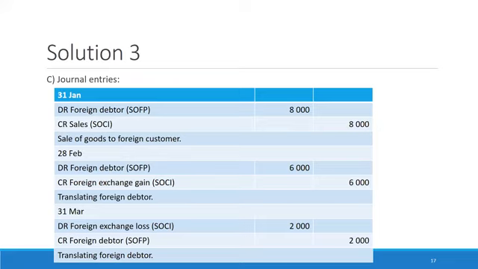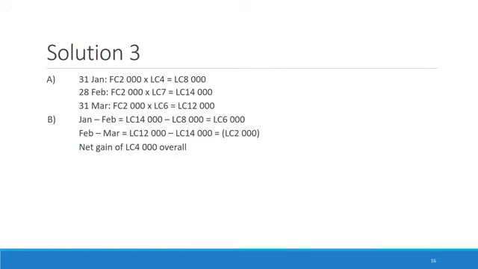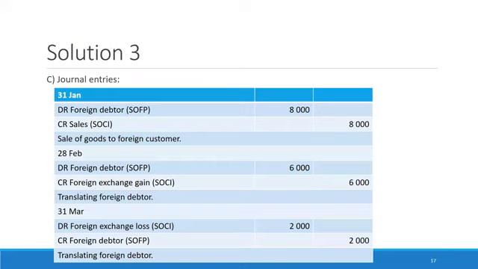At the end of Feb, we're translating our foreign debtor. Now instead of paying us 8,000 Rand, they're actually going to pay us 14,000 Rand. So we have certainly made a gain between January and Feb. So we debit our foreign debtor by 6,000 Rand, the additional 6,000 Rand that they would have to pay us if they settled on the 28th of Feb, and then credit our foreign exchange gain.